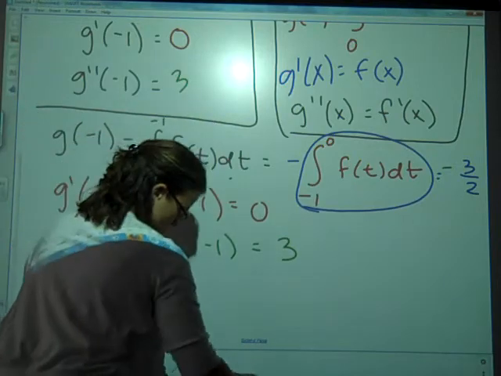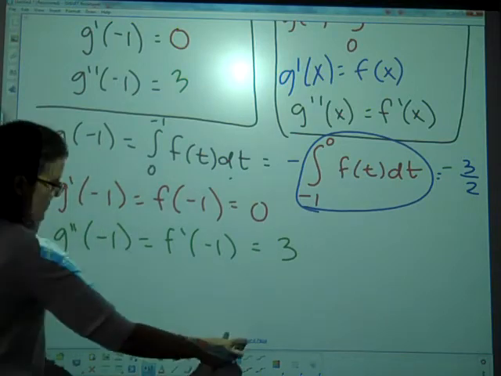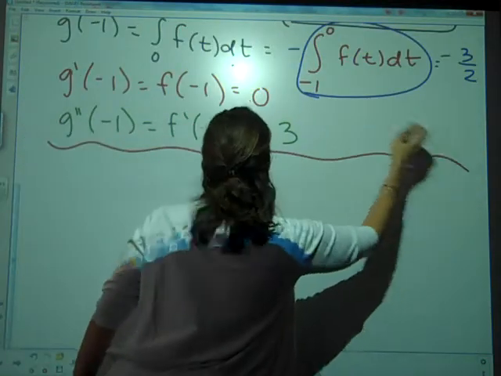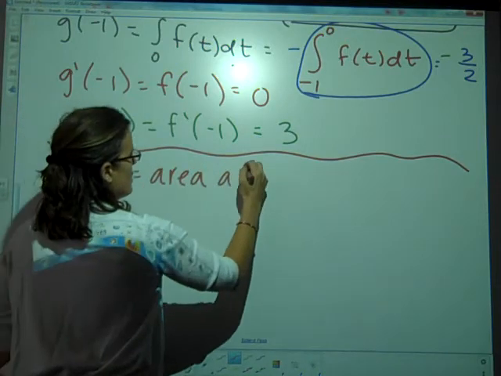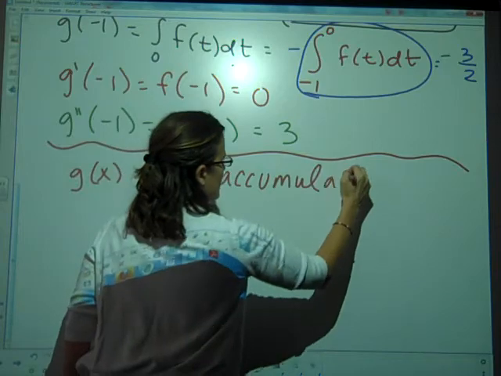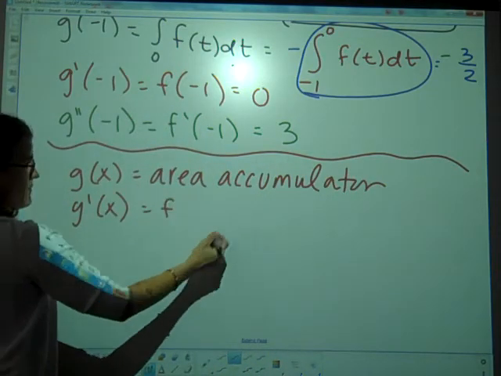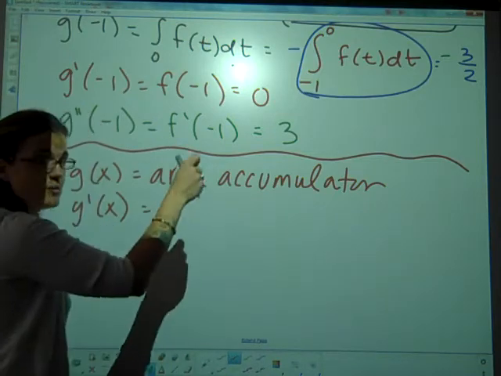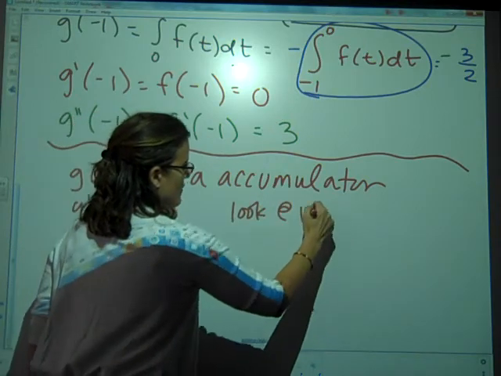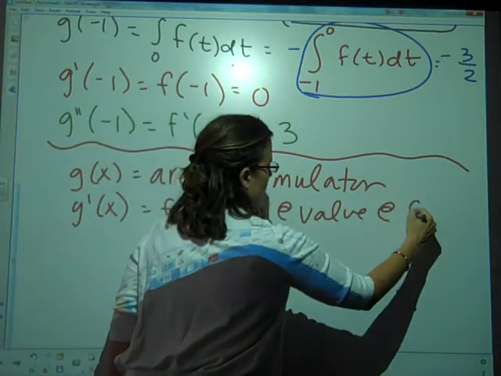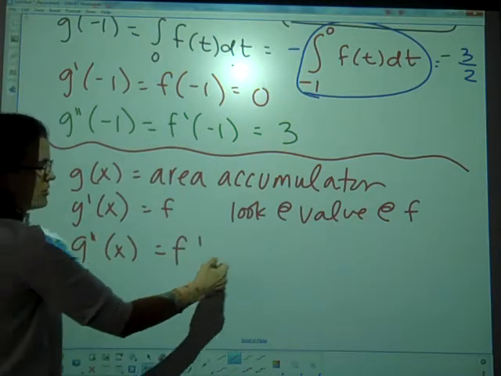Okay. So for your notes, you wouldn't have to write this on the AP test, but you want to think about G here, or maybe for your notes you should write it down. So think of G as an area accumulator. We thought of G prime, which just equaled f, as the value that was sitting there along f. So look at value at f. And then G double prime equal to f prime, you're looking at the slope of f.